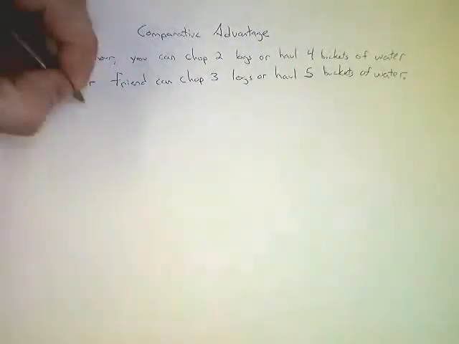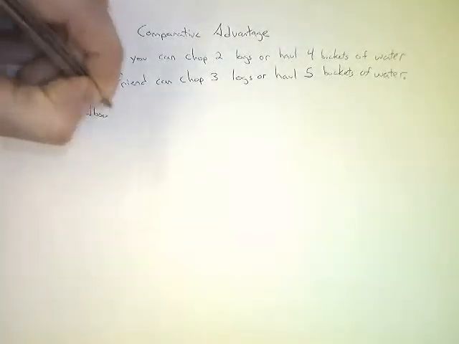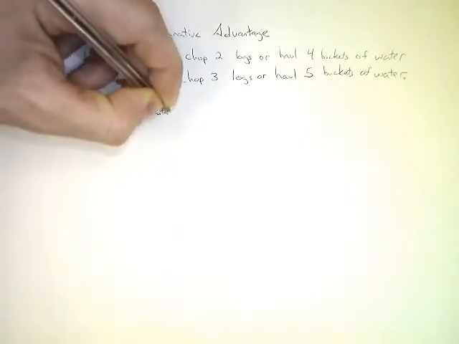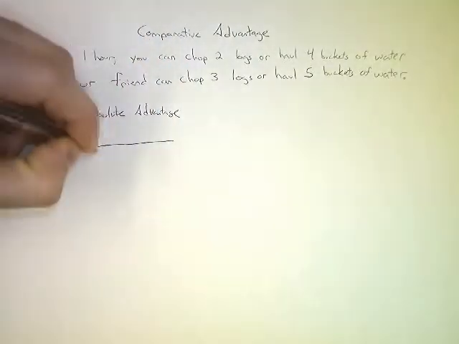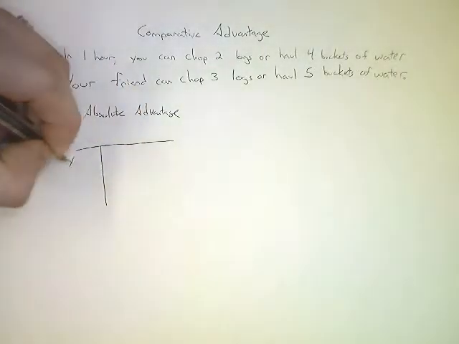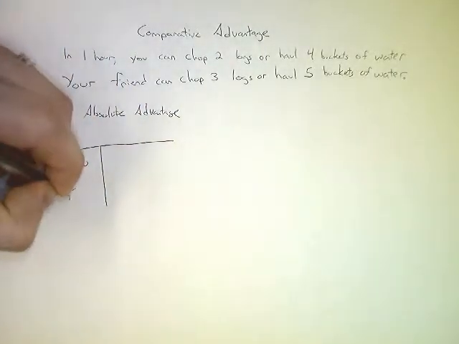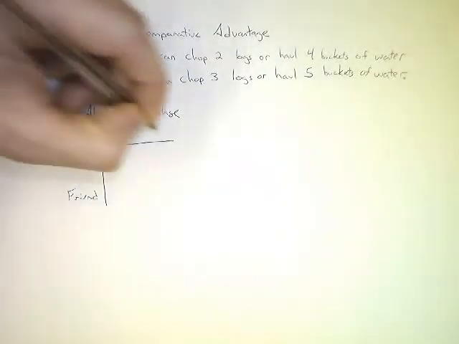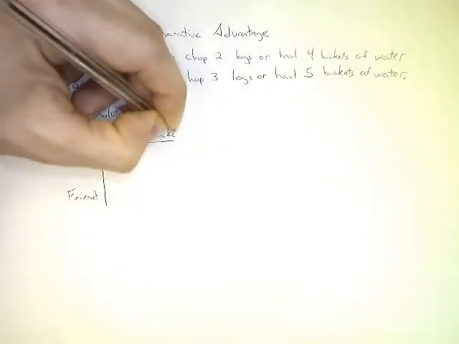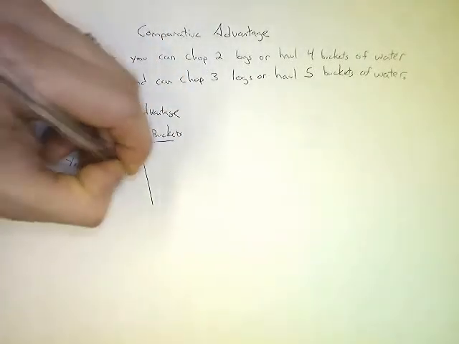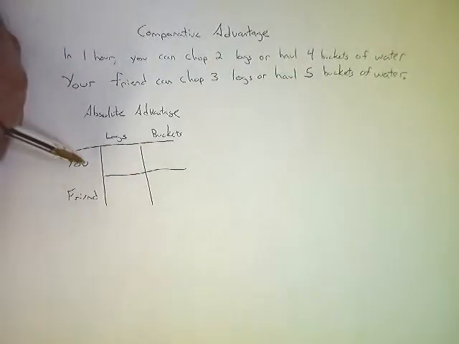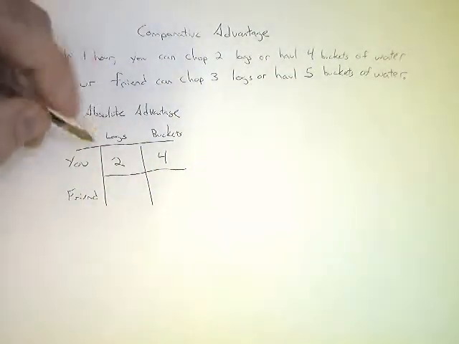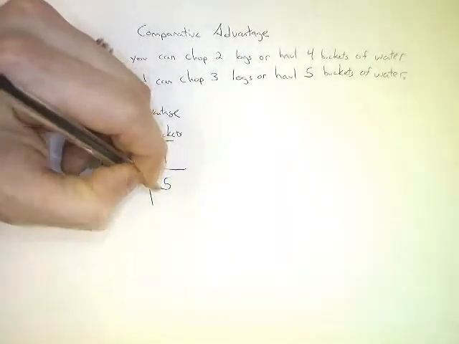The first thing that we'd want to do is create what we call an absolute advantage chart. An absolute advantage chart is just going to have in chart form the information that we looked at here. So we have you and we have your friend. We have logs and we have buckets. All you have to do now is figure out who does what, going back to this. So you can chop 2 logs or haul 4 buckets. Your friend can chop 3 logs or haul 5 buckets.